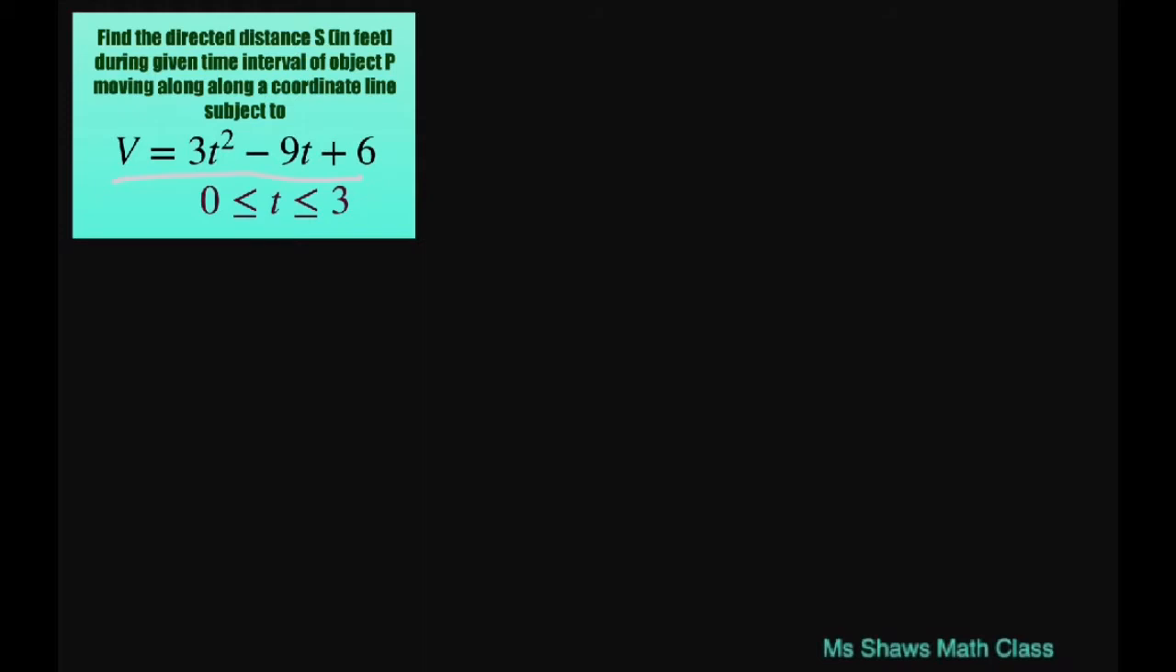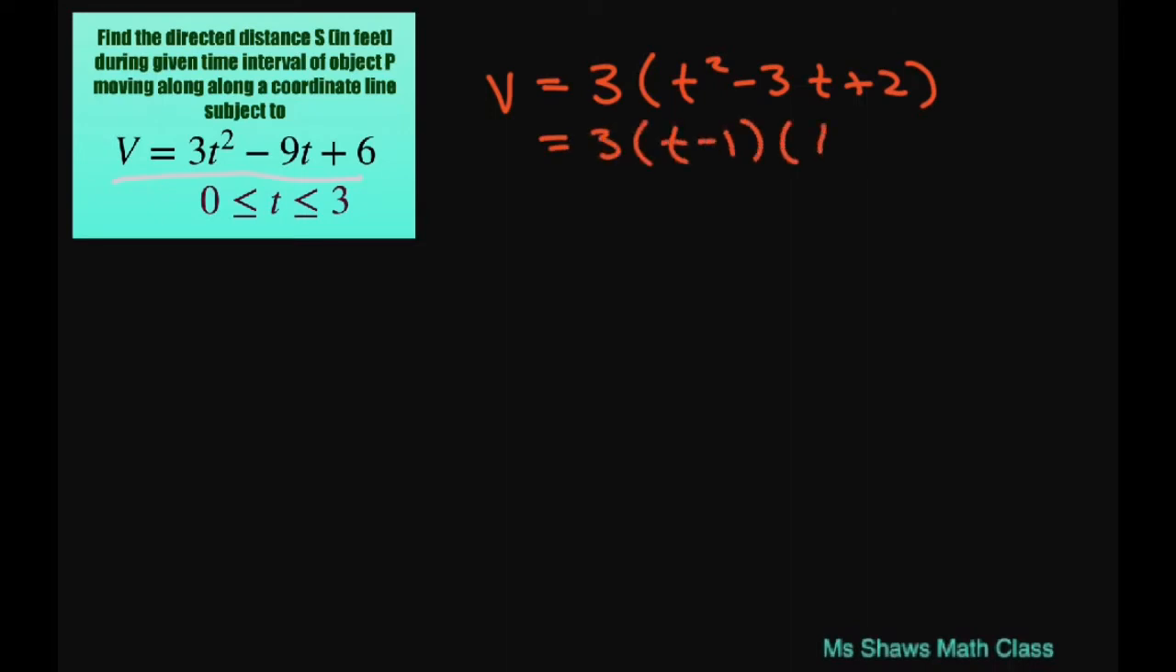So when we do that, we're going to get V equals, let's factor out a 3. We get t squared minus 3t plus 2. This equals 3 times t minus 1 times t minus 2. All right, that means t equals 1 and t equals 2 are intersection points.